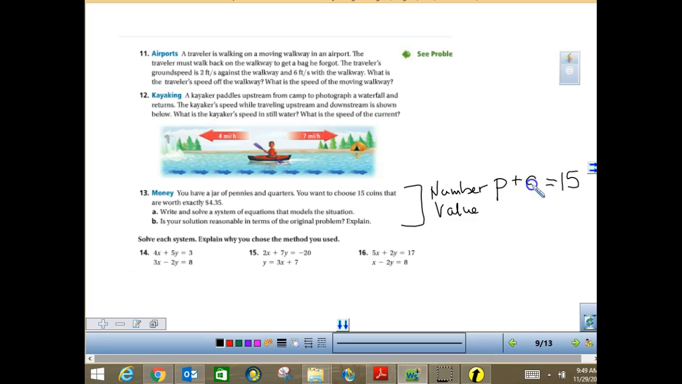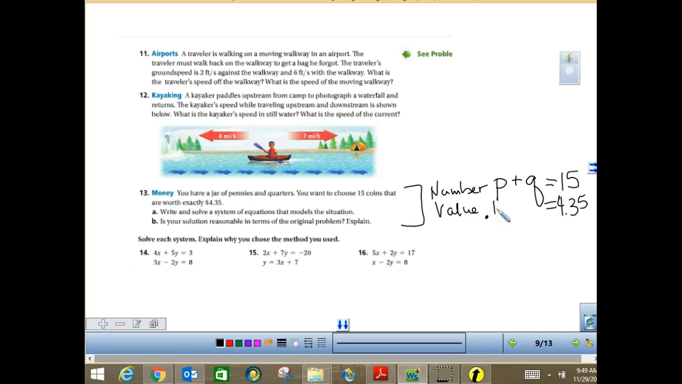Pennies plus quarters. Use the variables that make sense. Now we're doing value. Does everyone have a value equation down? If you don't, please check with your shoulder partner and see if you can figure out what the value is. We're talking about how much each of those coins is worth. So you're going to tell me $4.35.